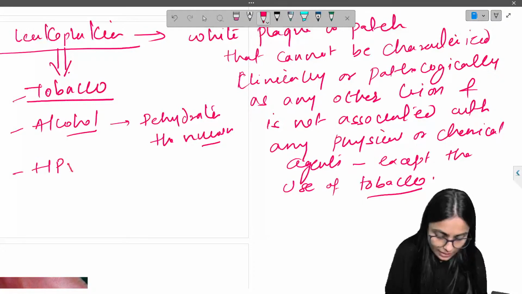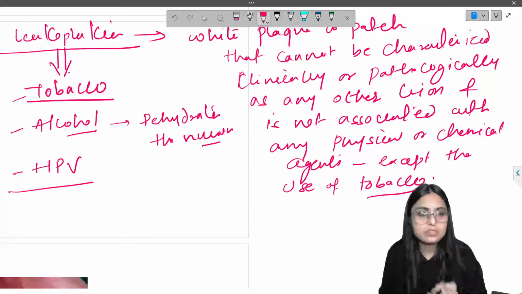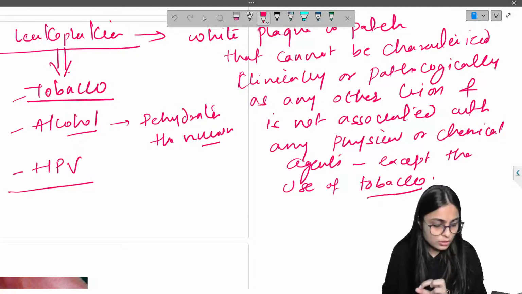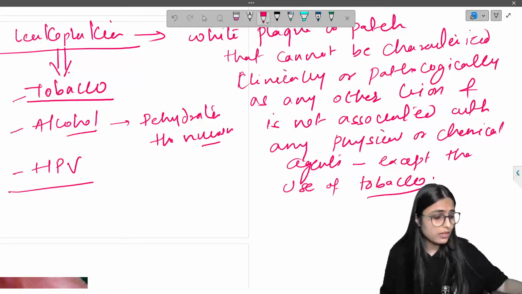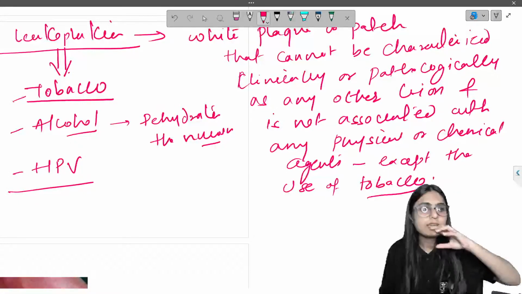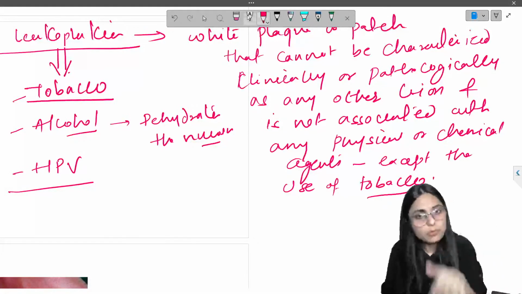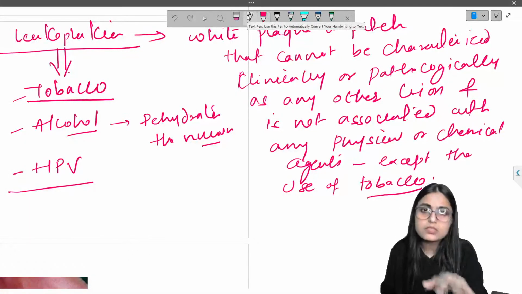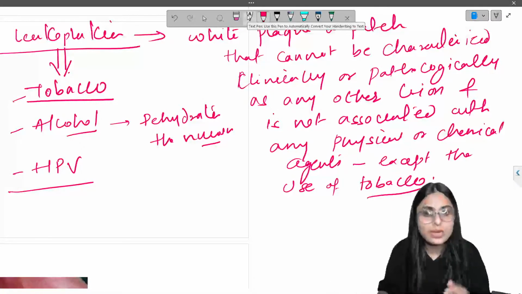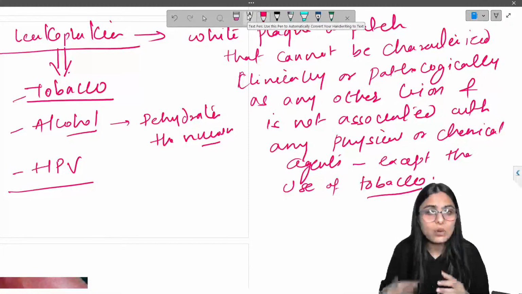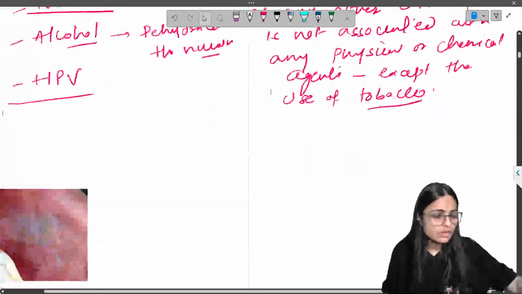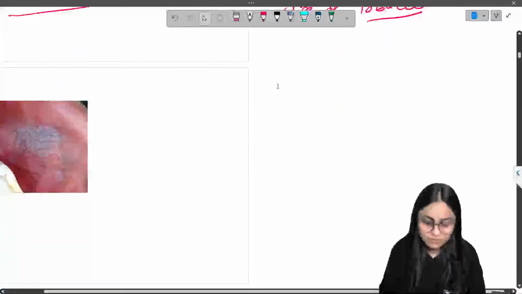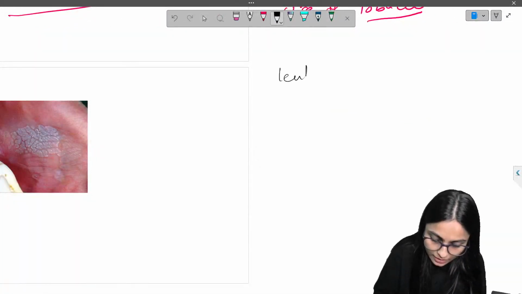Then the next cause can be HPV, human papilloma virus. HPV also can cause leukoplakia. I am going to tell you how these causes will be manifested, how it will occur, and what we see after HPV infection.